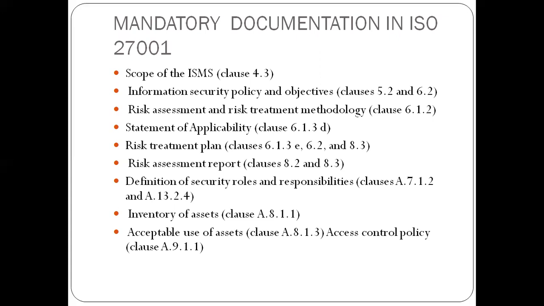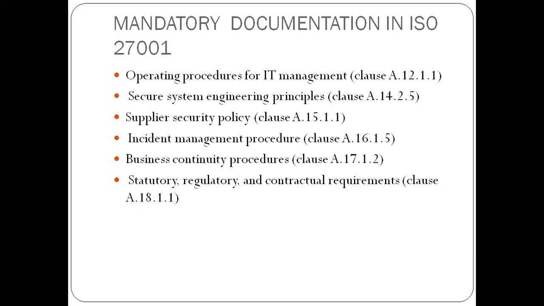Inventory of assets, clause 8.1.1. You must have it in place, compulsorily, and of course it must be an updated inventory. Acceptable use of assets, clause 8.1.3. Basically you can make that a subset of the information security policy. It's a policy addressing acceptable use of assets in the organization. Access control policy also, clause 8.9.1.1. 8.9 is access control generally. So you need to have an access control policy in place. That is very much compulsory.